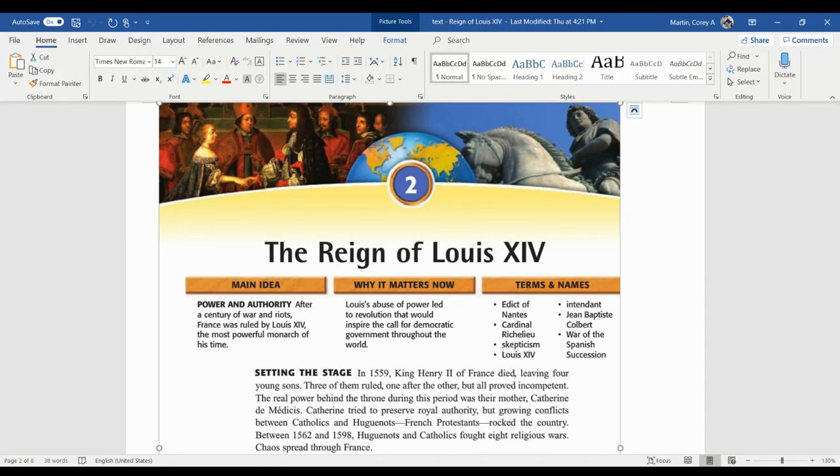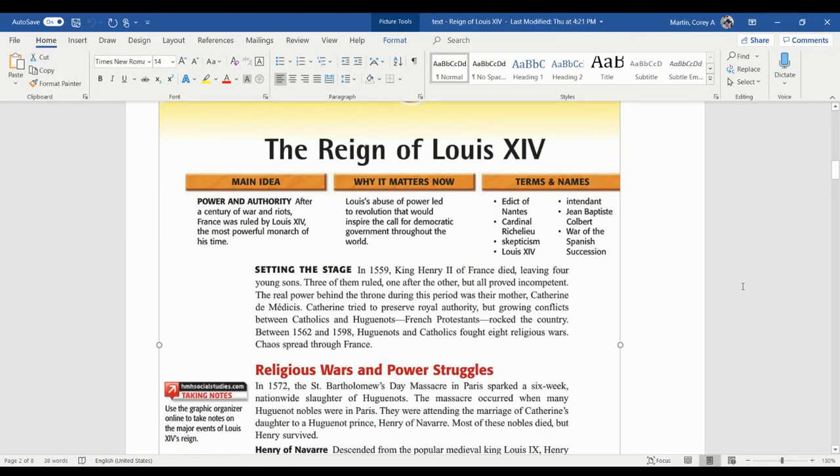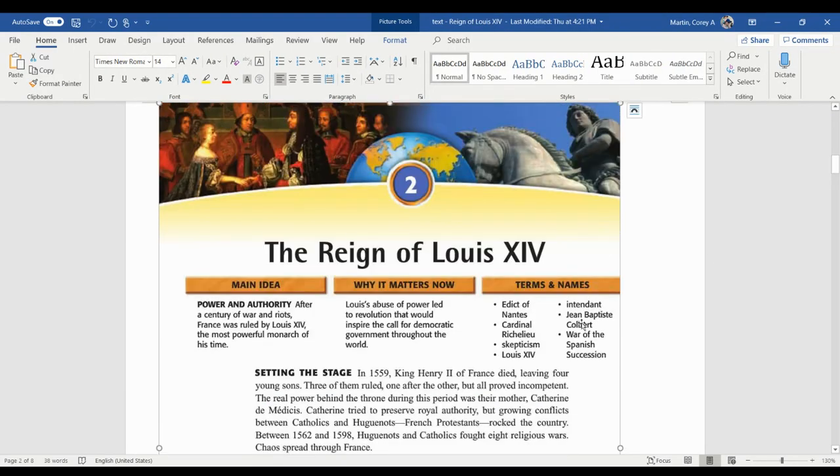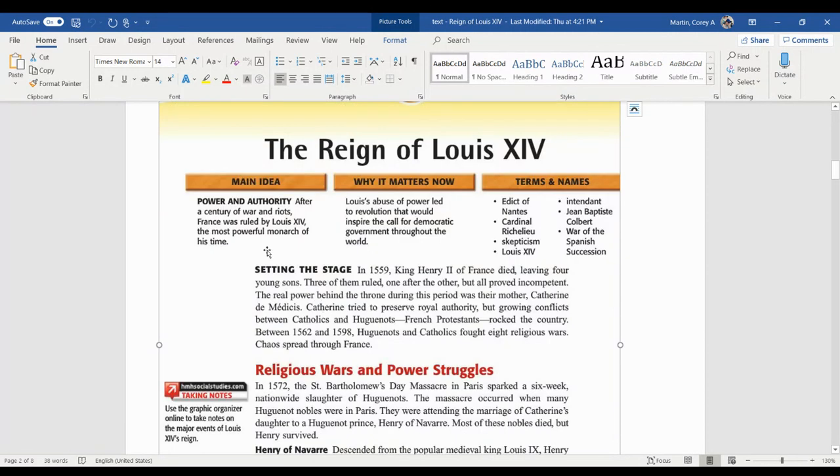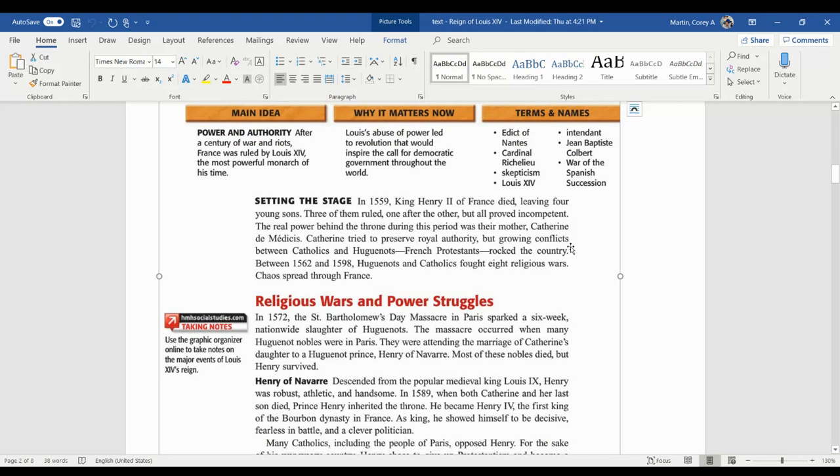So here we go. The reign of Louis XIV. The main idea is power and authority. After a century of war and riots, France was ruled by Louis XIV, the most powerful monarch of his time. Why it matters now? Louis's abuse of power led to revolution that would inspire the call for democratic government throughout the world. And then we have a bunch of terms and names of various French things.